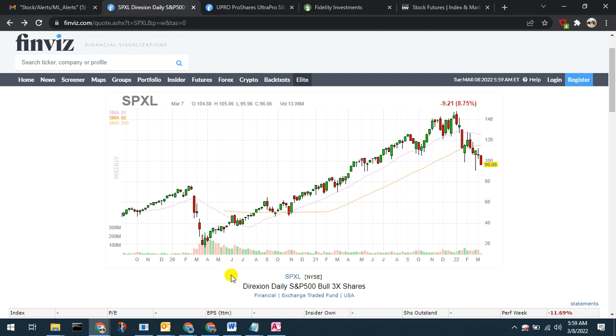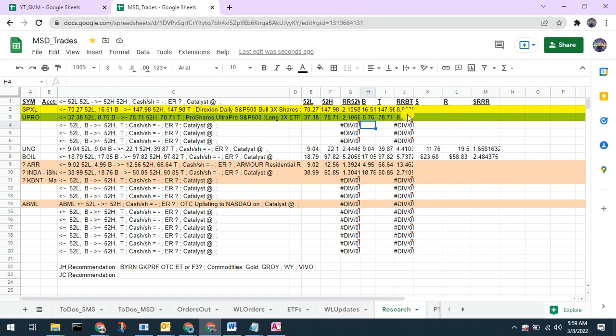So I want to take 1651. Let's verify that's what I put in there for the bottom. 1651. So now, using this simple spreadsheet, we can compare the range, the potential risk reward for these.